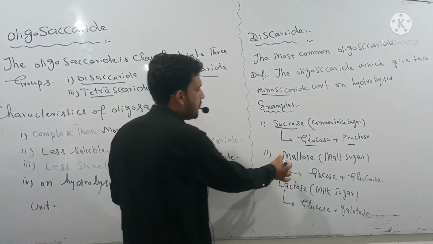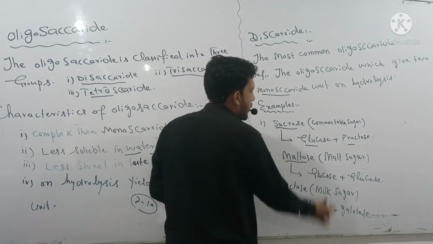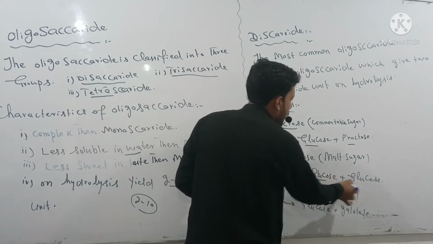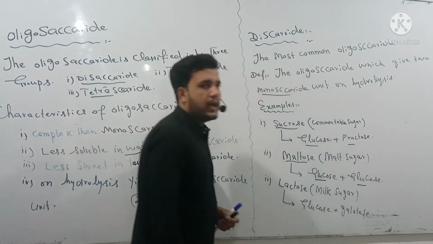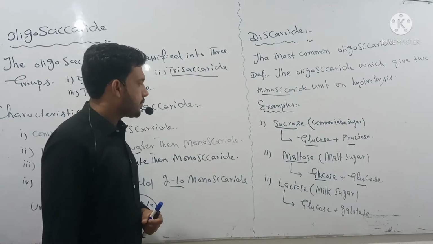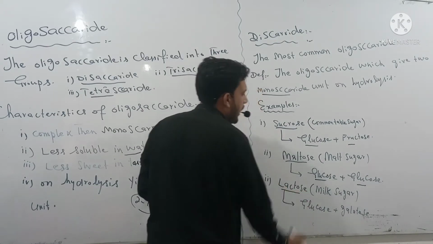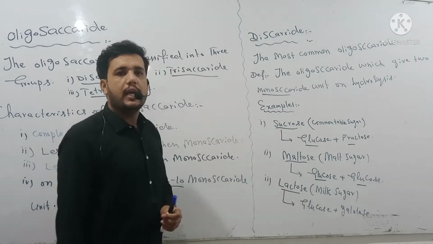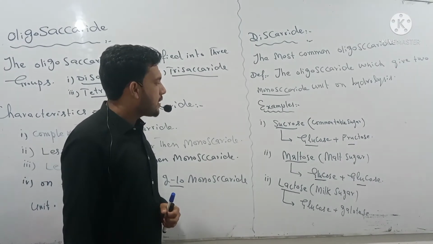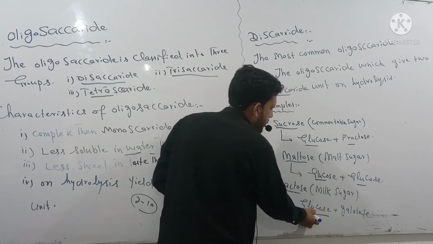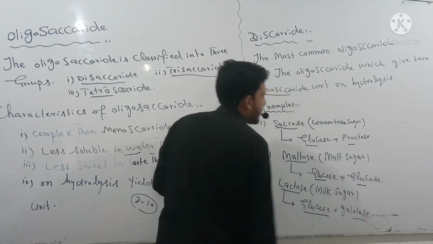The second example is maltose. On hydrolysis, maltose gives two units of glucose, glucose plus glucose, and this is commonly known as malt sugar. The third example is lactose. Lactose is found in milk, therefore known as milk sugar, and this is the combination of two monosaccharide units, glucose and galactose.